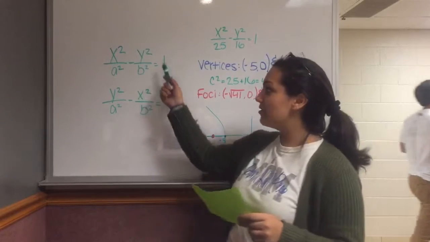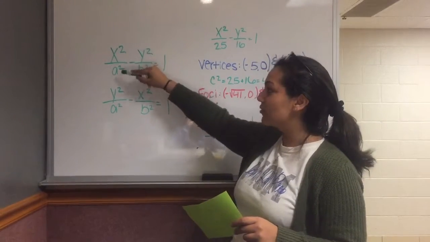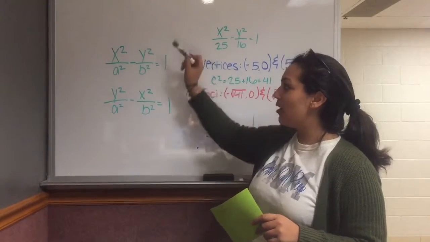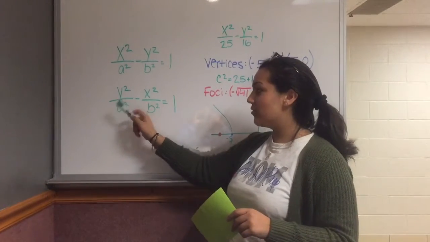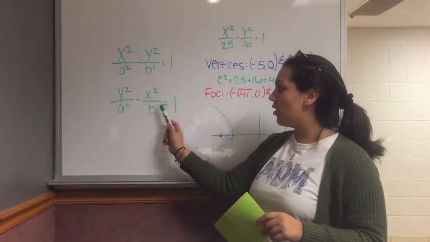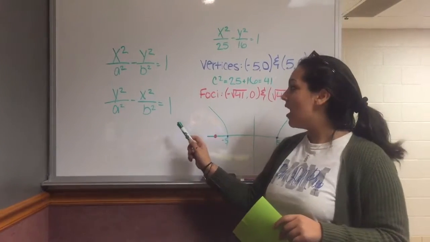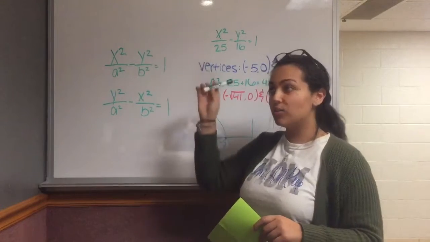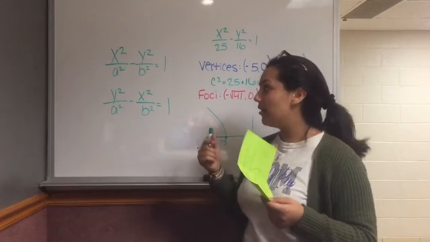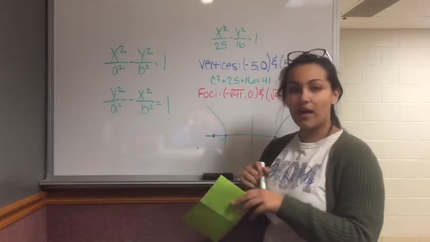So the equation that you're going to be using is x squared over a squared minus y squared over b squared equals 1, or y squared over a squared minus x squared over b squared equals 1. The constant that has the a value is going to be the bigger number in value, whenever you have it on the graph.